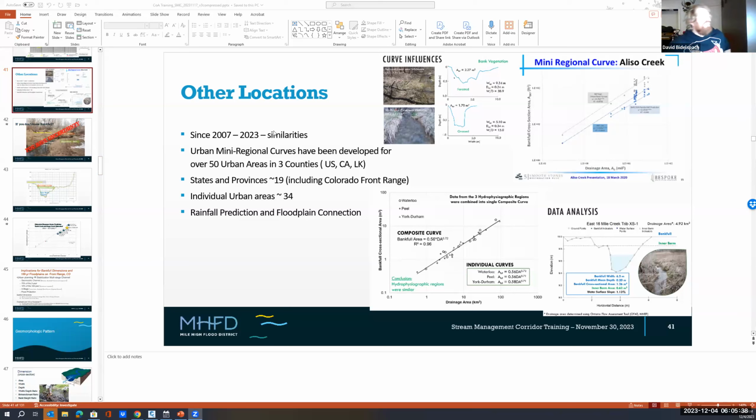But these urban mini regional curves have been developed for 50 urban areas in 3 countries, and there are various degrees of urbanization. Some are suburban as opposed to heavy urban areas. It's been in 19 different states and provinces, and with that, we have individual urban areas. So we've had 50 curves developed, but some of them have been on multiple locations.